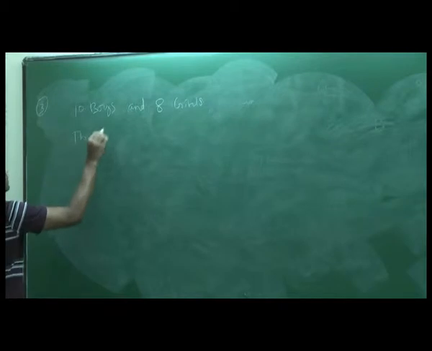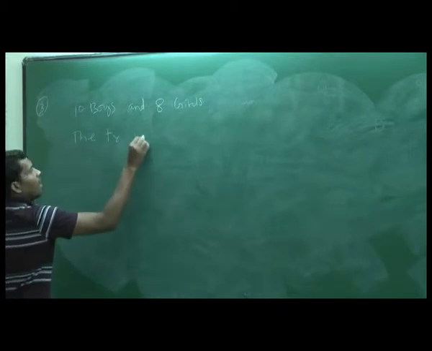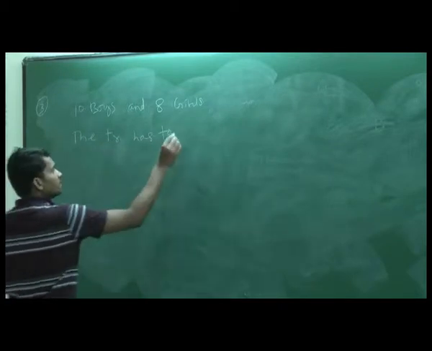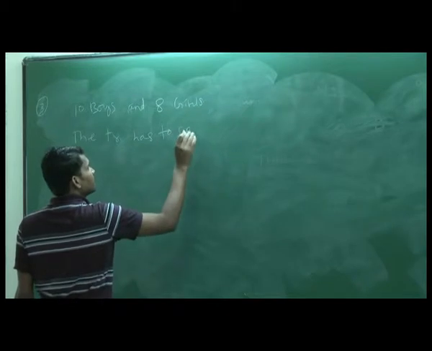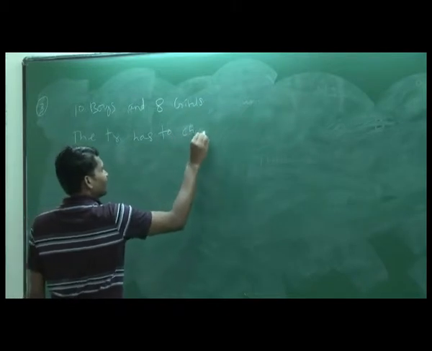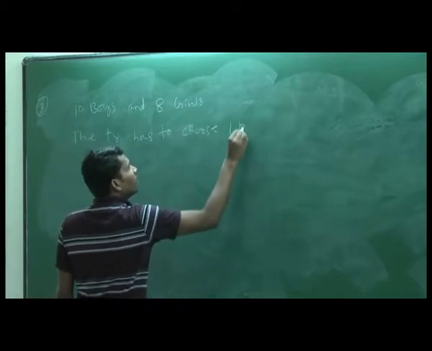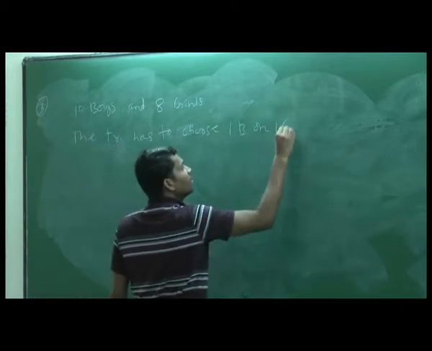So now the teacher has to select or choose one boy or one girl. So how many ways can this be done? 18. How did you know? 10 plus 8. Add them, 10 plus 8.